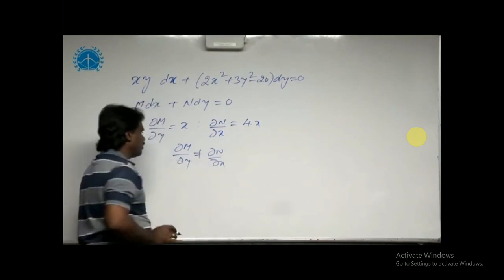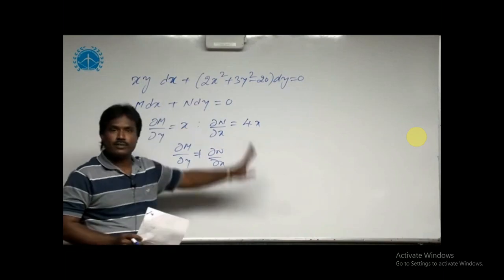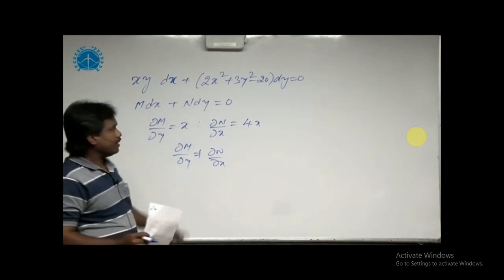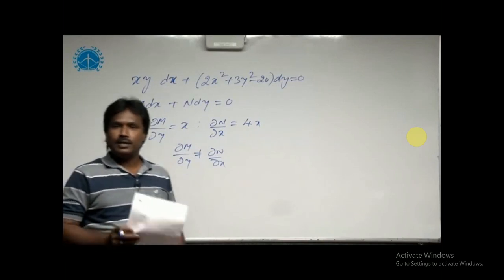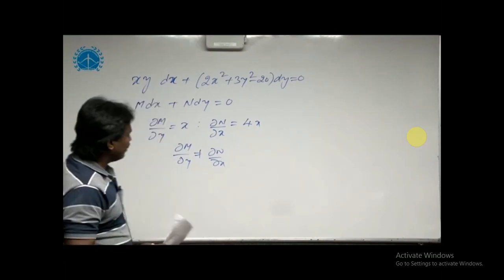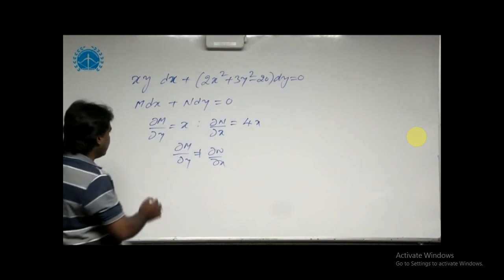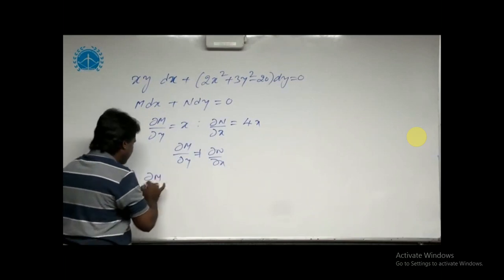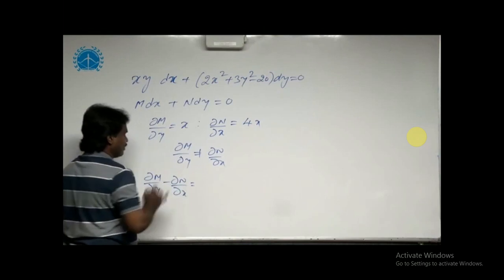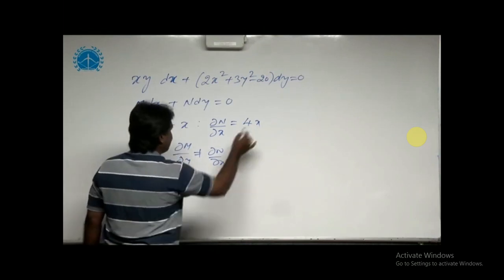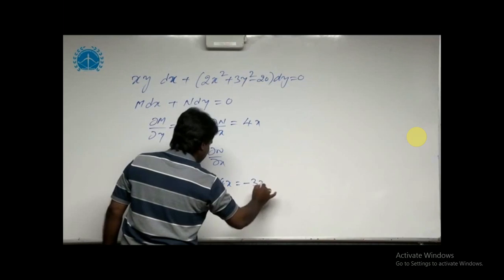What is the meaning of dou M by dou y not equal to dou N by dou x? It is nothing but that the given differential equation is not exact, and it can be reduced to exact form by multiplying with an integrating factor. That integrating factor can be evaluated in different methods. So here dou M by dou y minus dou N by dou x is equal to x minus 4x, that is equal to minus 3x.